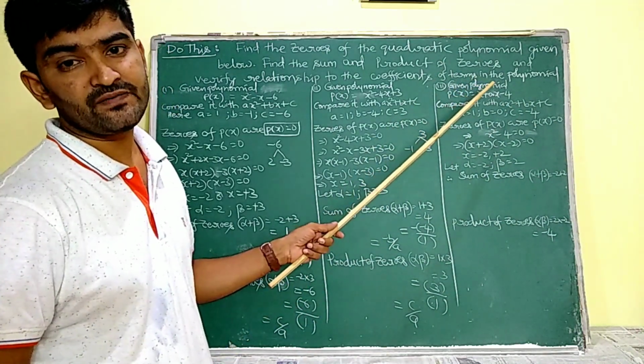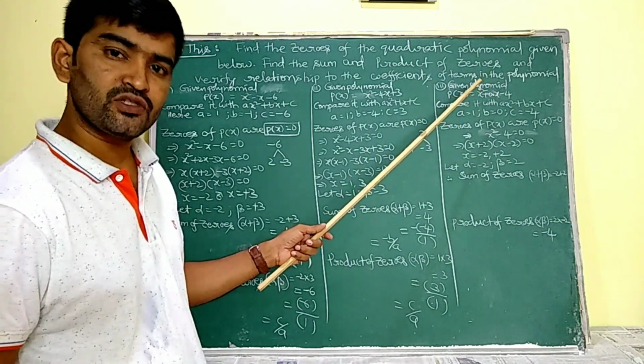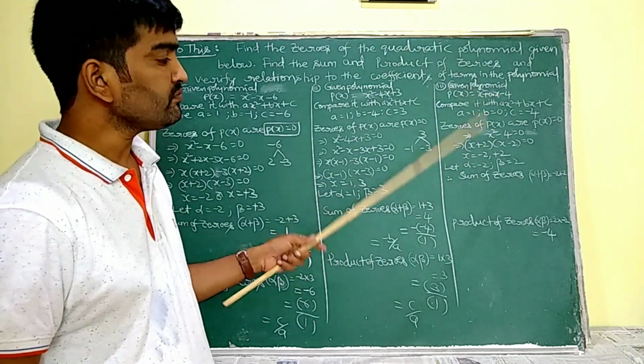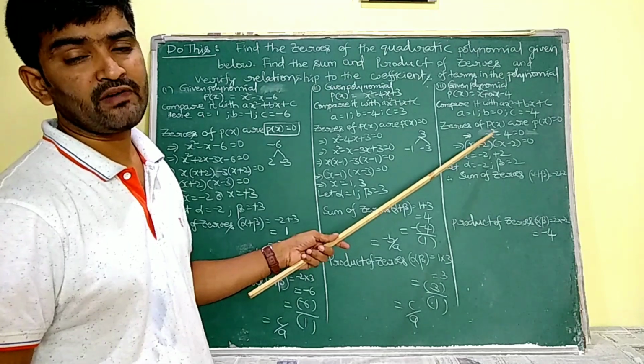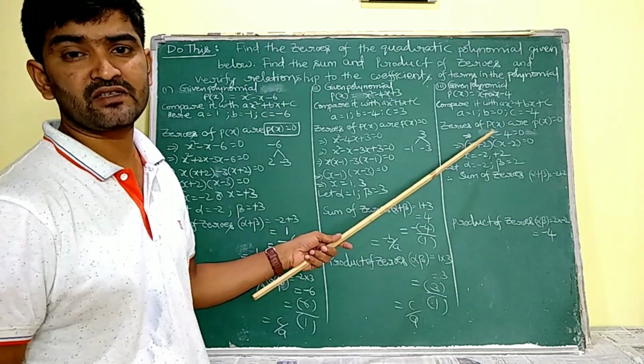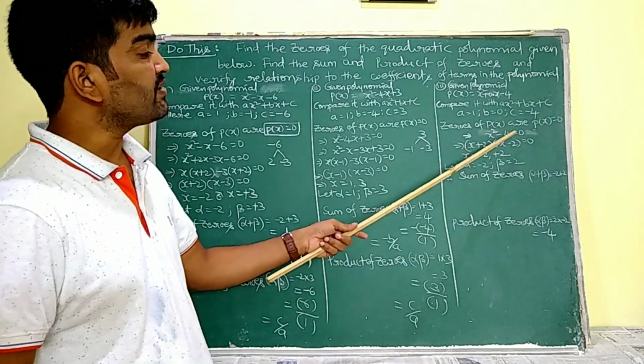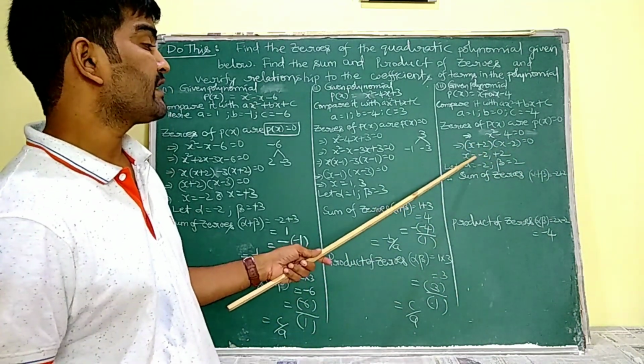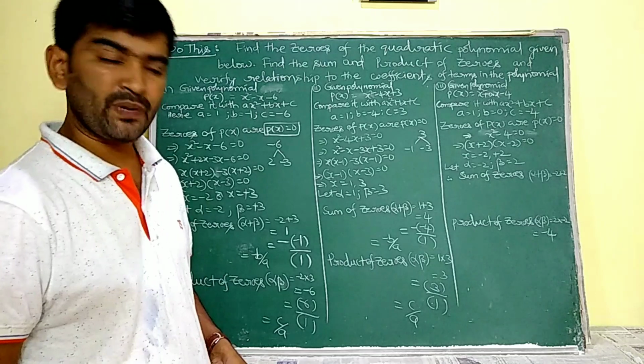To obtain the zeros of this quadratic polynomial, we must equalize it to 0. So x square minus 4 is equal to 0. Now we have to split it into two factors. Why? Because it is in the standard form, that is a square minus b square. So x square minus 2 square, now (x plus 2)(x minus 2) is equal to 0. So x is equal to minus 2 and x is equal to plus 2.